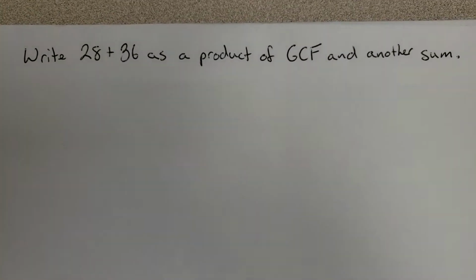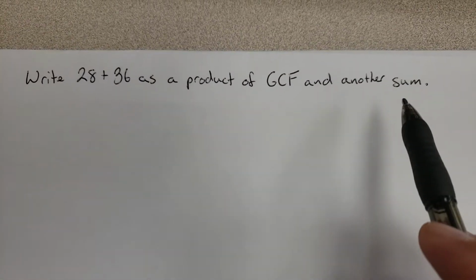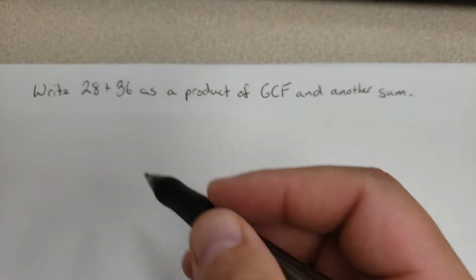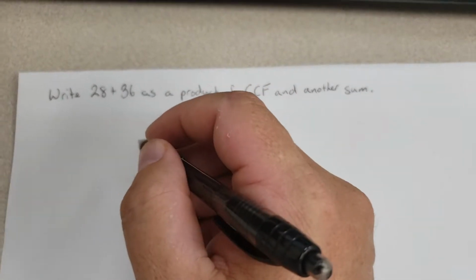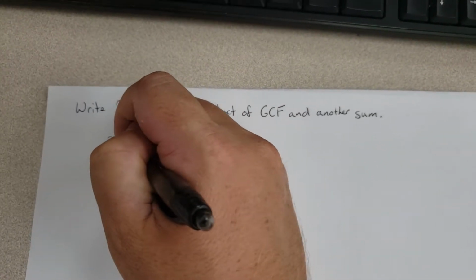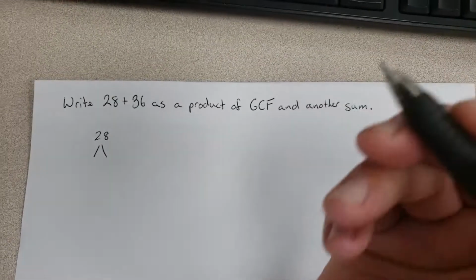All right, let's do an example of how to write 28 plus 36 as a product of the GCF and another sum. So, first thing we're going to do is make a Venn diagram for 28 and 36 to find the GCF. So we're going to start with 28 and 36, and we're going to make a factor tree from them.